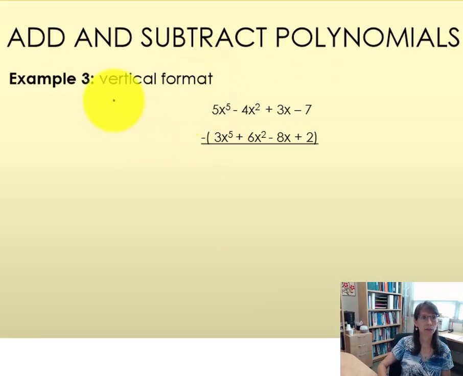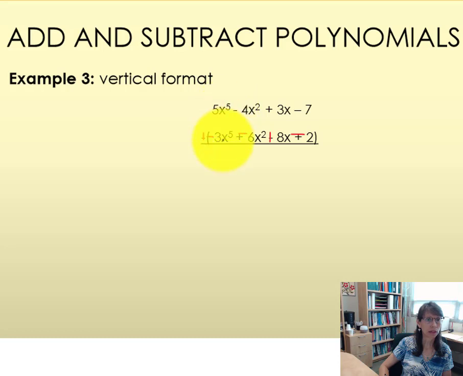Here we just have another format for showing subtraction. I've lined up the terms vertically instead of side by side horizontally. Since it is subtraction, we will distribute the negative to each term in the quantity, and what happens is the sign of every term will change to its opposite. So it becomes plus negative 3x to the fifth, negative 6x squared, plus x plus 8x, and minus 2.